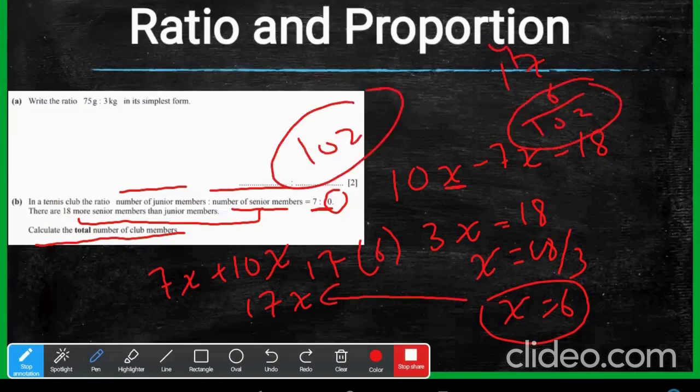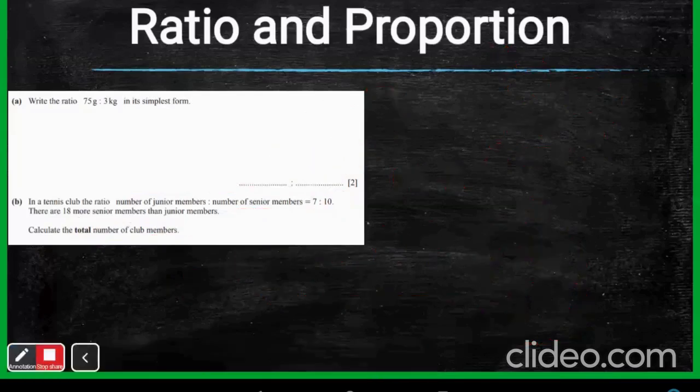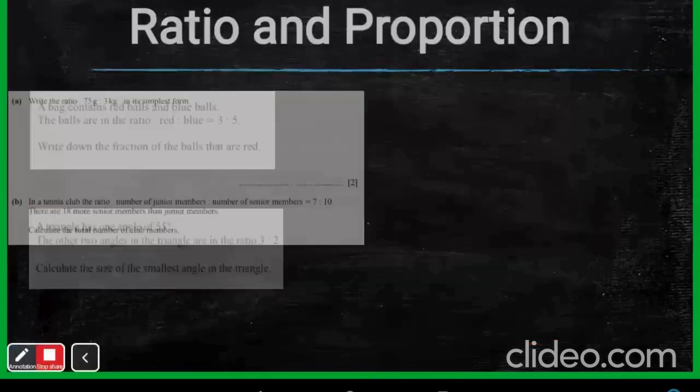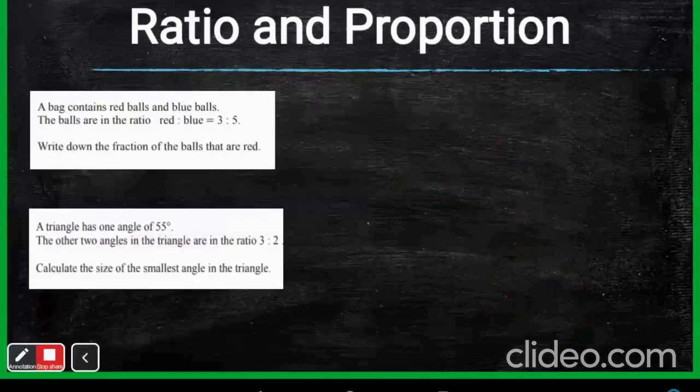Now moving towards the next question. A bag contains red balls and blue balls. The balls are in the ratio of 3:5. Write down the fraction of the balls that are red. So we have to write the fraction that are red. Okay.